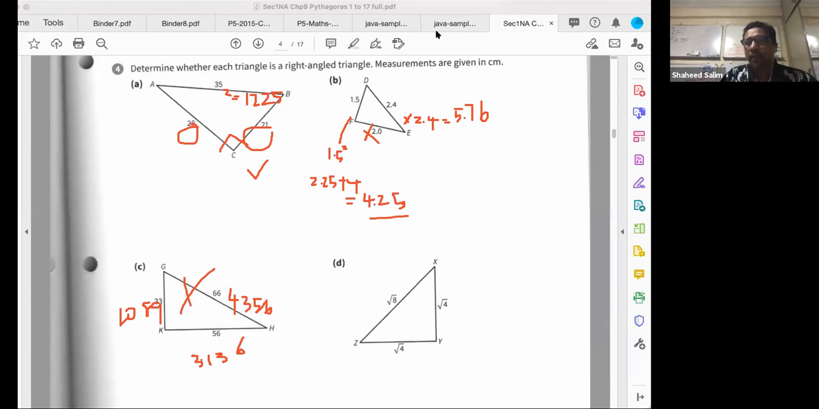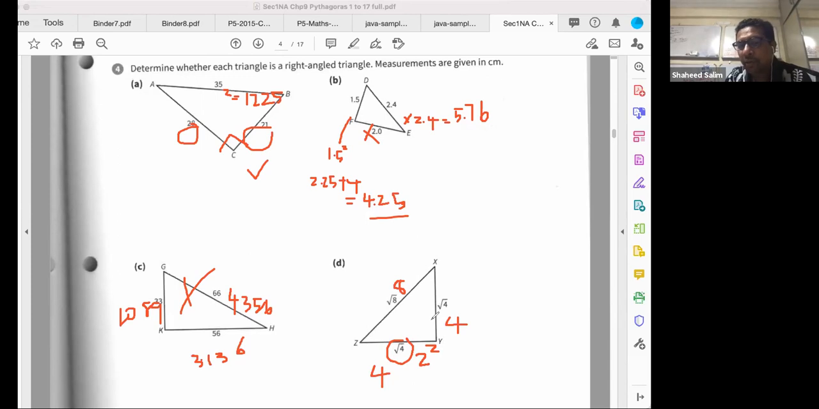Let's see. Anyone can guess now. Actually, this is... it is. Okay, Ryan says it is. So now, how do you do this one? Square root of 4 is 2. Square it, you get 4. Square root of 8 is whatever, and then when you square it, you get 8. 4 plus 4 is equal to 8.